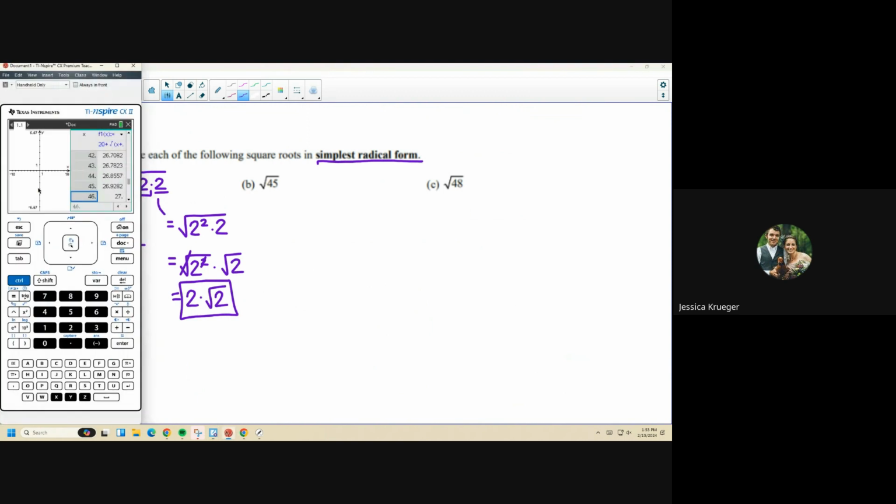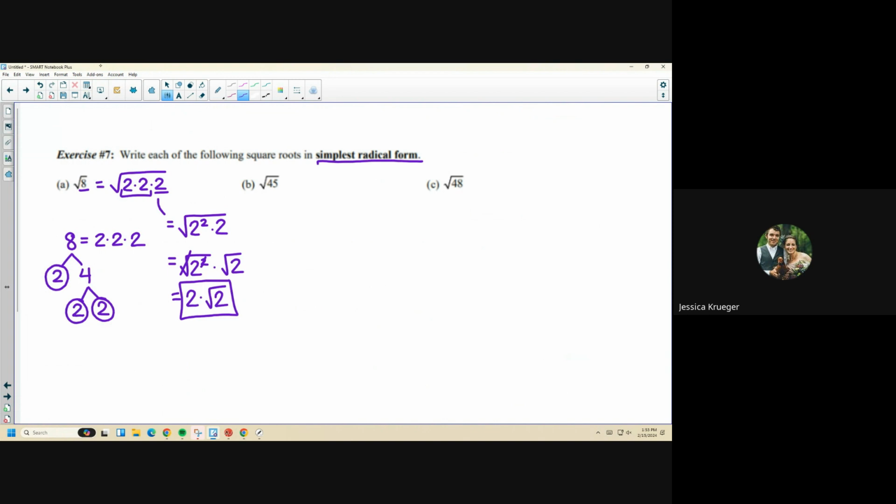A way that you can check this in your calculator: you can type in square root of 8 and hit enter, and then type in 2 radical 2 and hit enter, and you should get the same decimal. Okay, let's look at the next one, square root of 45.